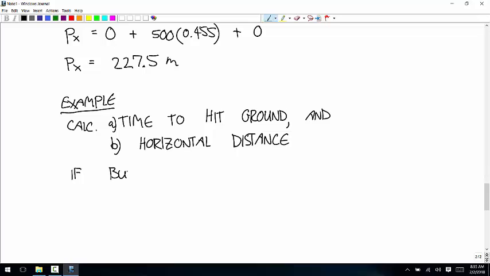If the bullet is fired 1 degree above horizontal, 1 degree is very little, right? That's not even really visible. What do you think is going to happen with this?